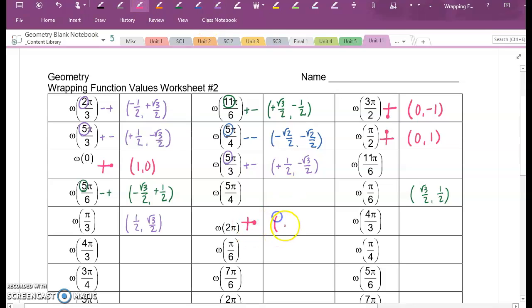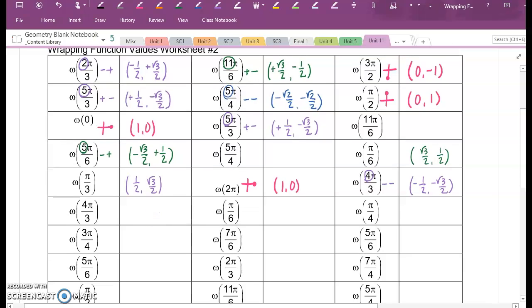2 pi, so we start at 0, but we end at 2 pi. So therefore, my answer on the axes, 0, 1. 4 pi over 3, so with a denominator of 3, we have 1/2 that goes first. 1 plus 2 is 3, followed by root 3 over 2. The numerator is bigger, 1 more than the denominator, so that's going to be in the third quadrant. So it's negative negative. Same answer, same we already did.